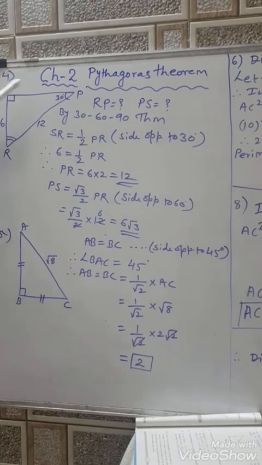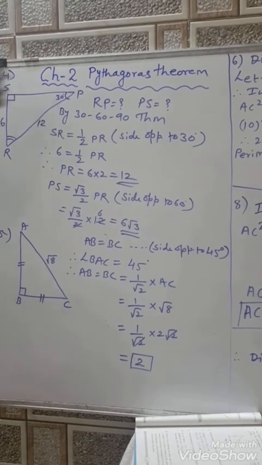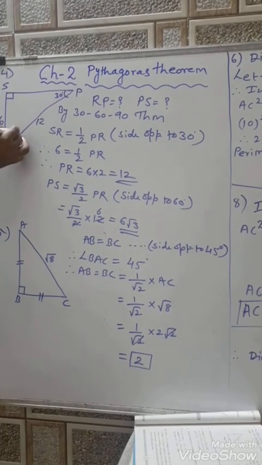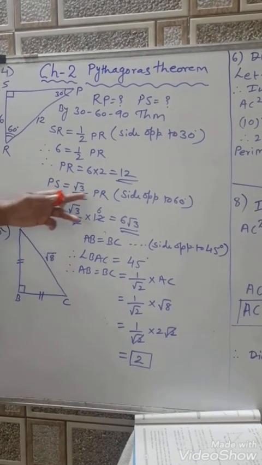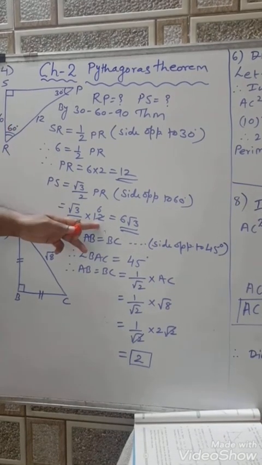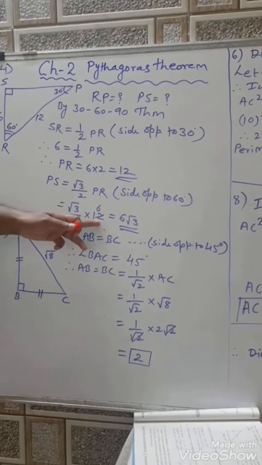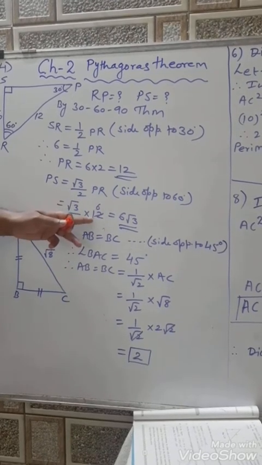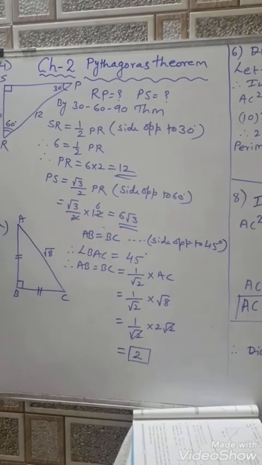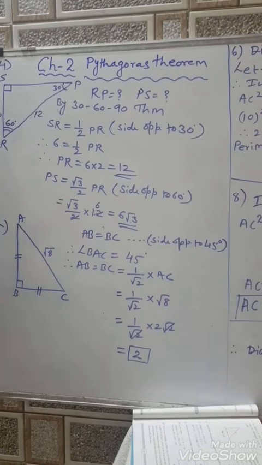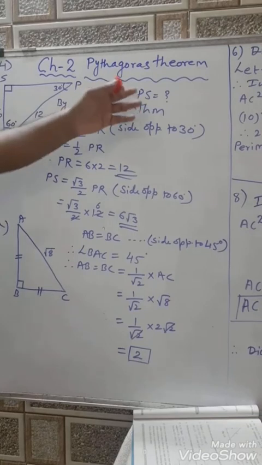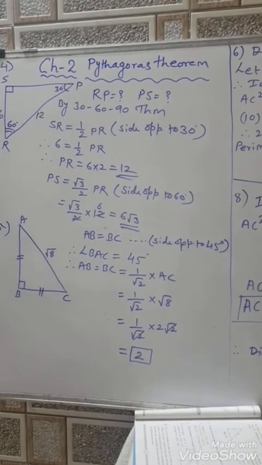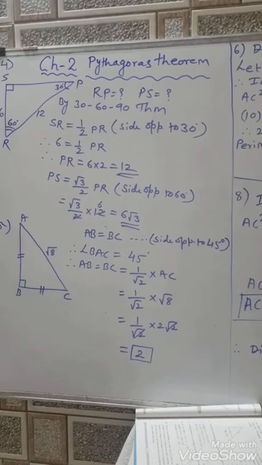PS is opposite to 60, because this angle is 30, this angle is 90, so this angle is 60. So PS is root 3 upon 2 times PR. PR is 12. So root 3 upon 2 times 12, which is divided, you get 6. 6 multiplied with root 3. So PS equals 6 root 3. This way we find the value of PS. Now we got the PR, we got the PS. So this way we completed our fourth one.